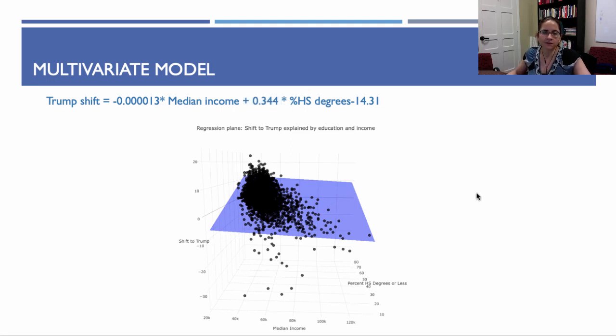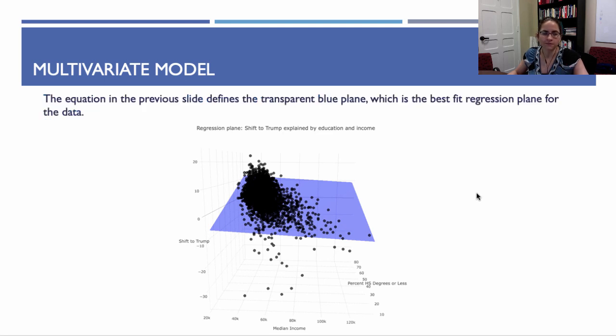So this is a multivariate plane. It's a multivariate plane defined in 3 dimensions based on 2 variables, income and high school degrees, and we're predicting the shift of each county towards Donald Trump relative to Mitt Romney in 2012. And you can see that this equation defines this blue transparent regression plane. This is the best fit regression plane for the data.